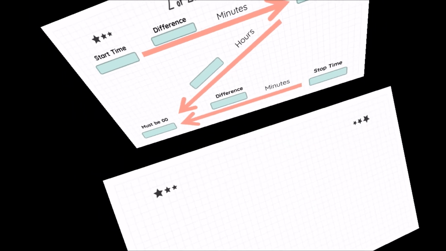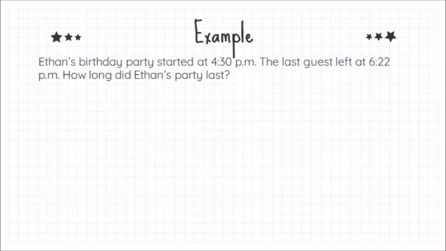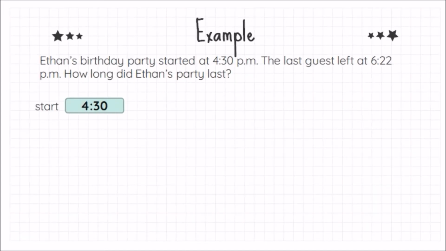So take a look at this example. Ethan's birthday party started at 4:30 p.m. The last guest left at 6:22 p.m. How long did Ethan's party last? To figure out how much time has passed, we have a beginning time. What time did the party start? Very good. The party started at 4:30 p.m.